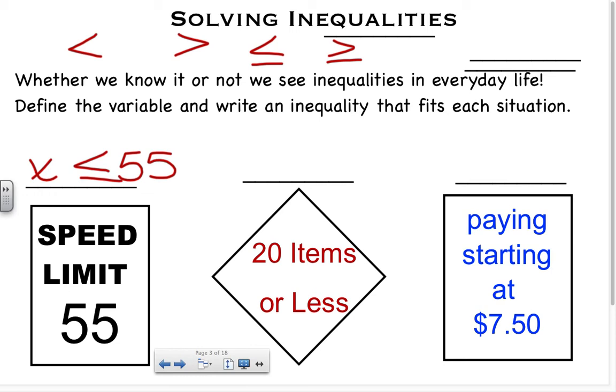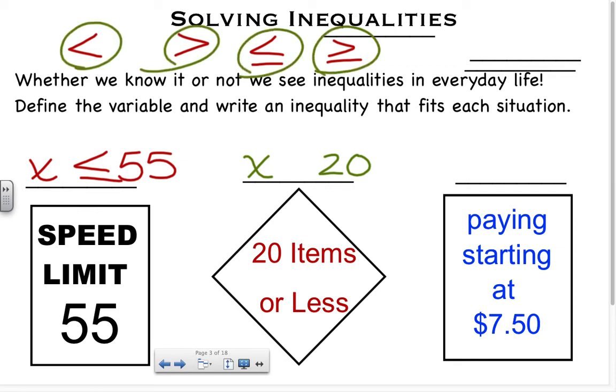Now, if we go to the next one, so you look at 20 items or less. So we have X, we have a 20, and now we have to make sure which one of those inequality symbols, which one of these makes this situation true. So can we have 20 items? Can we buy 20 items?